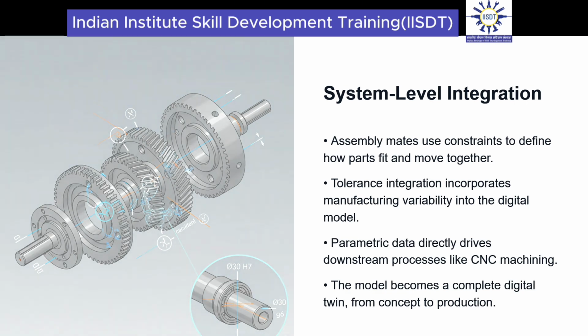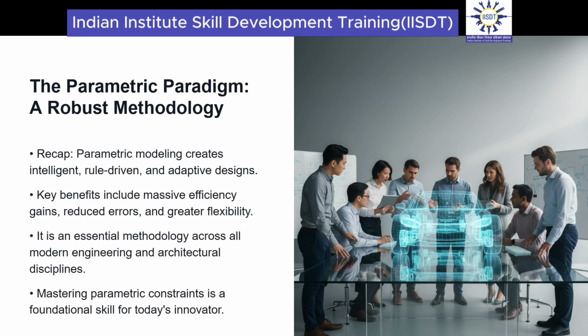To conclude, we have journeyed through the entire landscape of parametric constraints, from the foundational concepts to their most advanced applications. We started by understanding that parametric modeling transforms static drawings into intelligent, rule-driven systems that capture design intent. We saw how geometric constraints define the logical shape, while dimensional constraints provide the precise size, working together to create stable, fully defined sketches. We explored the revolutionary power of associativity, which creates a living link between our models and drawings, guaranteeing accuracy and saving immense time.